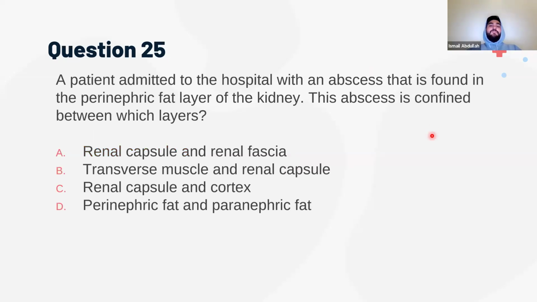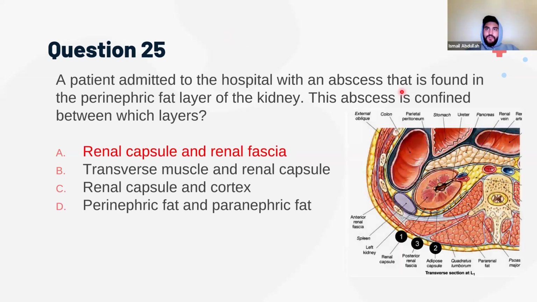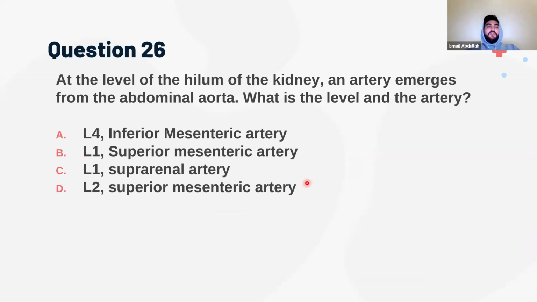Okay, so a patient is admitted to the hospital with an abscess that is found in the perinephric fat layer of the kidney. This abscess is confined between which layers? I just mentioned it. So what do you think? Yep, that's going to be A. It's not going to be C because it says cortex, and the renal cortex is literally inside the kidney. So yeah, cool.